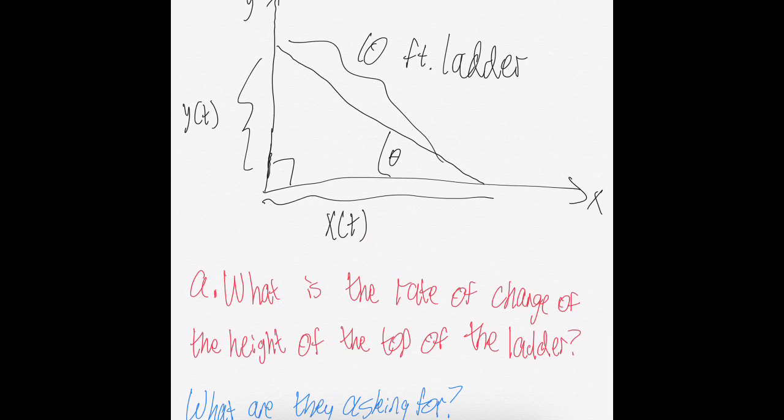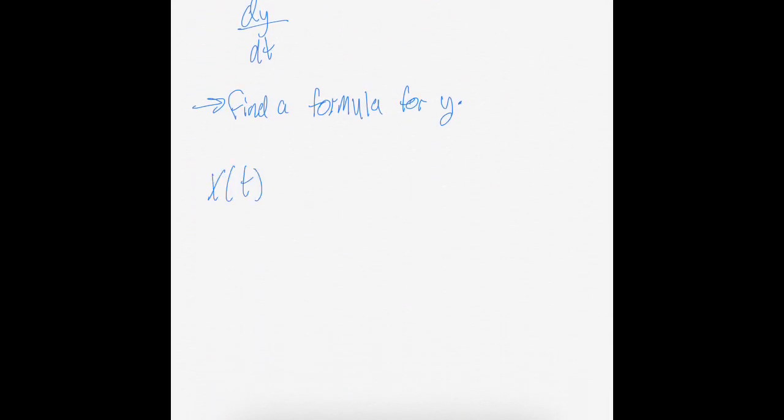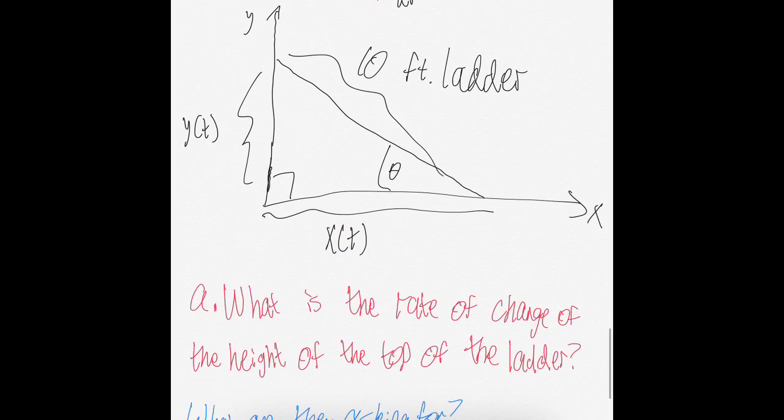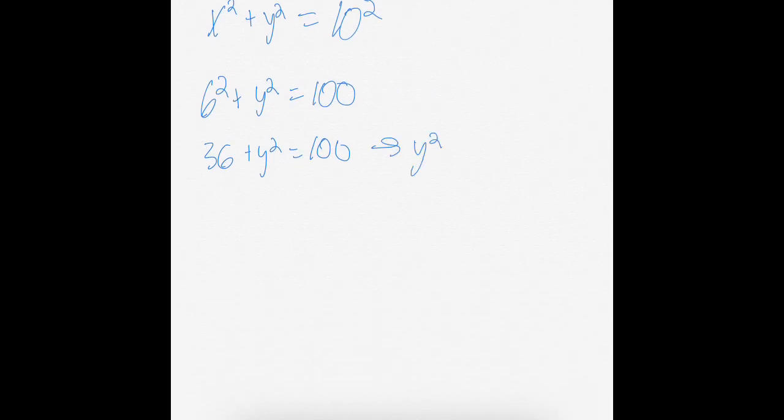So the first thing that we want to do, well, from the Pythagorean theorem, we see that x squared plus y squared is going to equal 10 squared, because we've got a right triangle with sides x and y and hypotenuse 10. Even as the ladder slides, its length isn't changing. So if you plug in x equals 6, because that's what we're interested in, we get 6 squared plus y squared equals 100. So that's 36 plus y squared equals 100. So y squared equals 64, and y equals 8. All right, that's good.